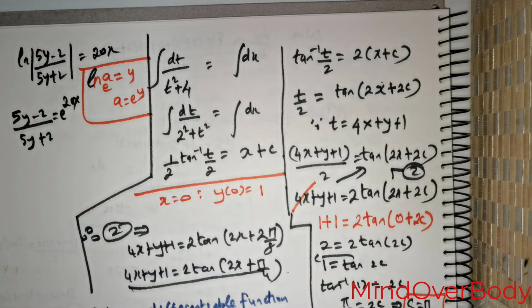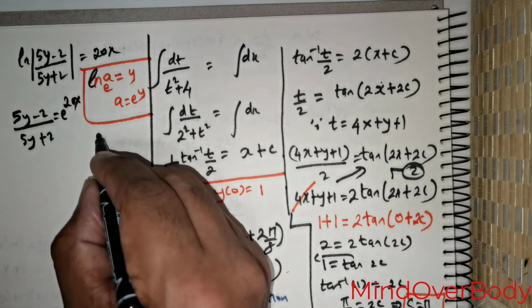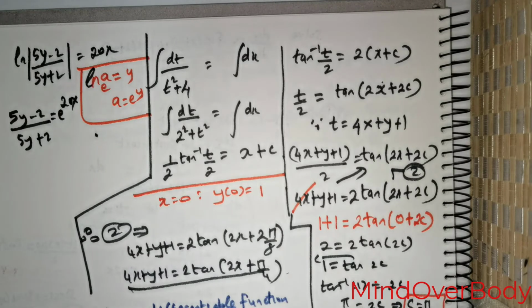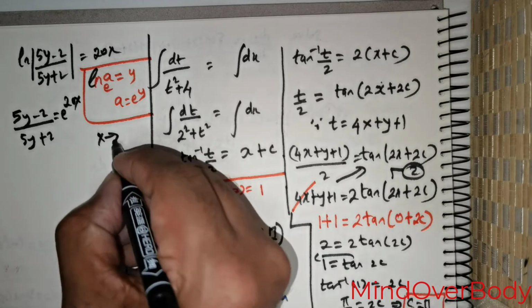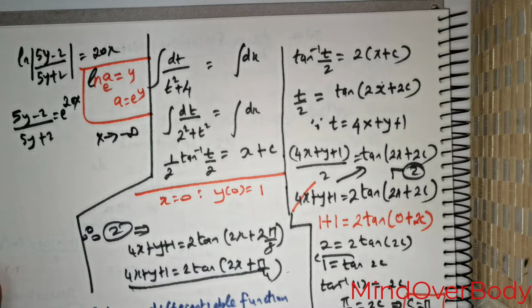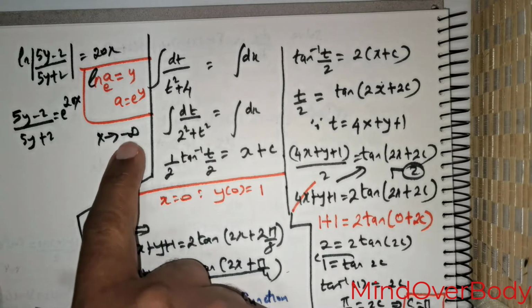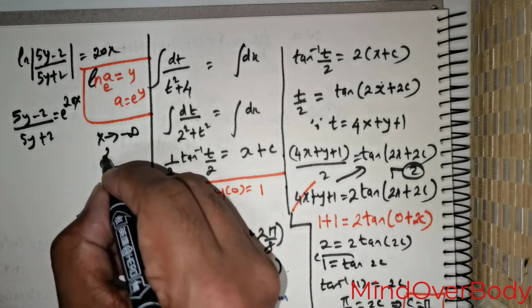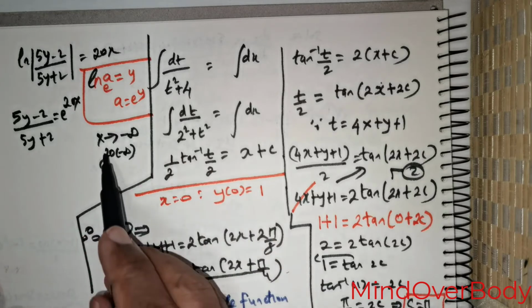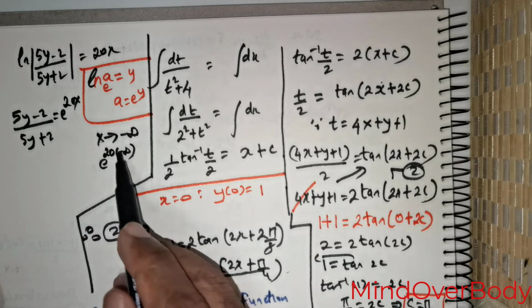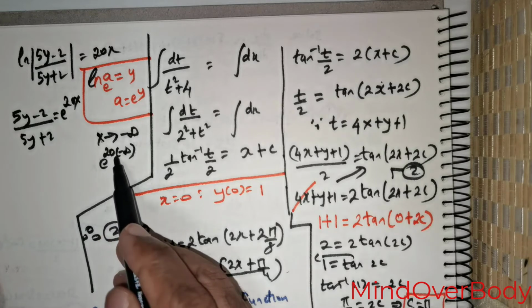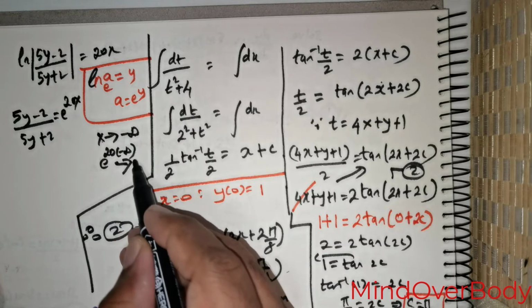Now the question says, this is what we have got. Now the question wants us to find the functional value when x is tending to negative infinity. So that is the most important thing. Now if you were to substitute here e raised to the power of 20 times negative infinity, as x is tending to negative infinity, this quantity, e raised to the power of negative infinity times 20, will be tending towards 0.